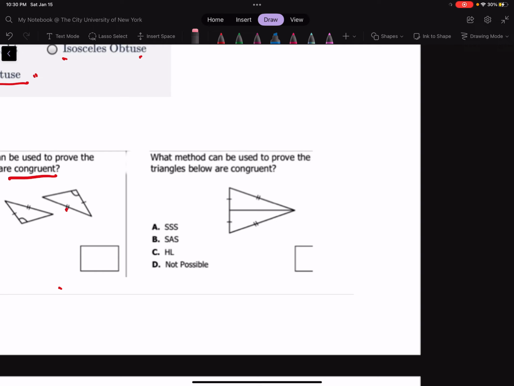For this one, what method can be used to prove the triangles below are congruent? So you see these two sides are congruent. These sides are congruent in these two triangles. Let me color it with a different color. And this is a common side, by the reflexive property. So you can say side, side, side. So this is the one. All right.